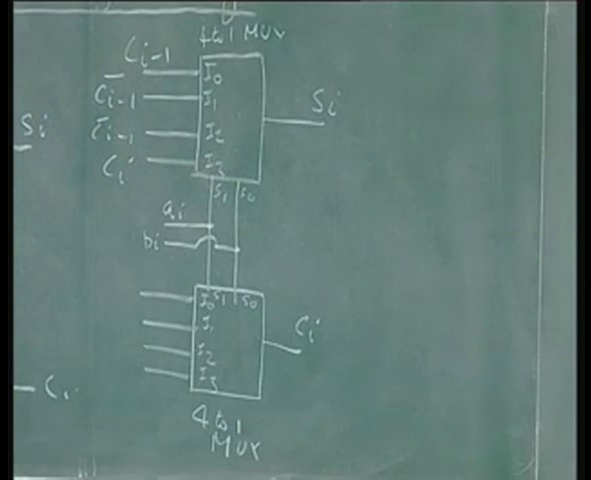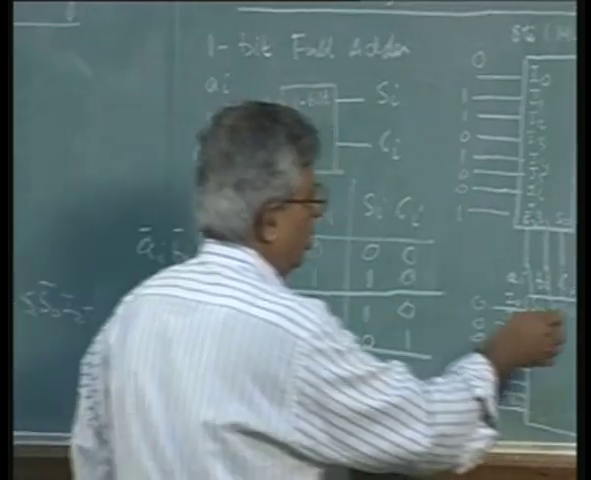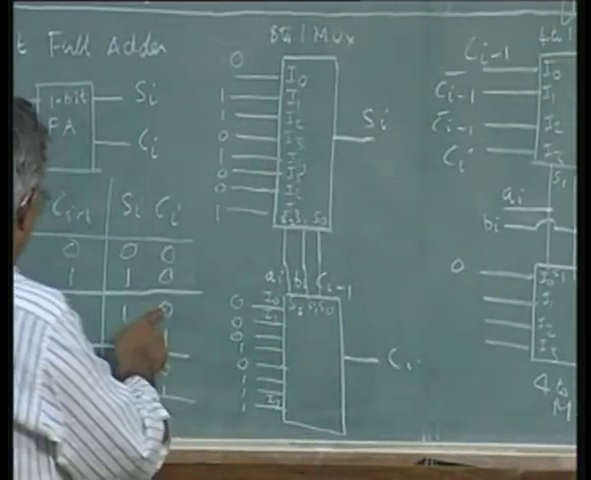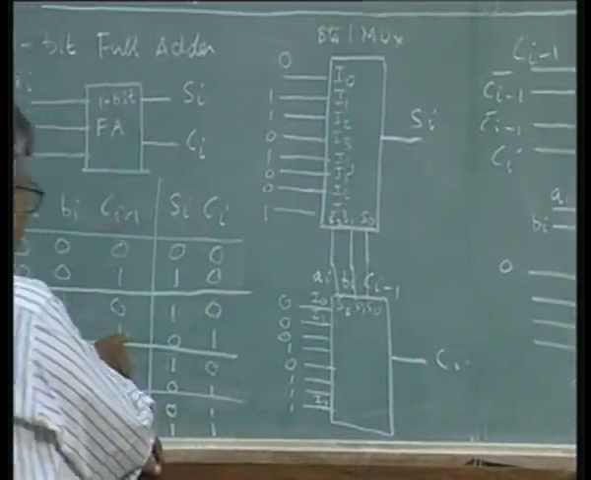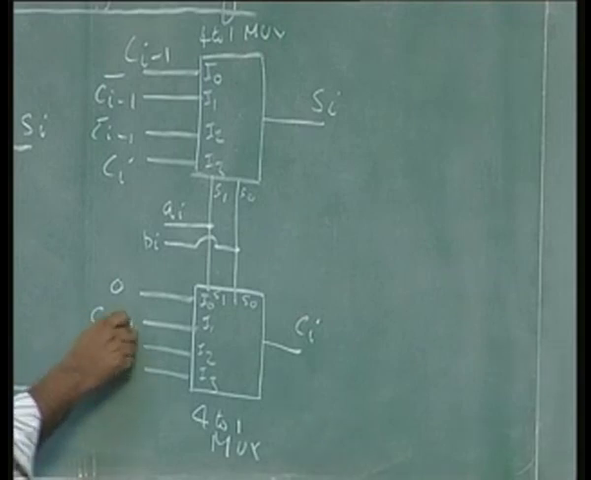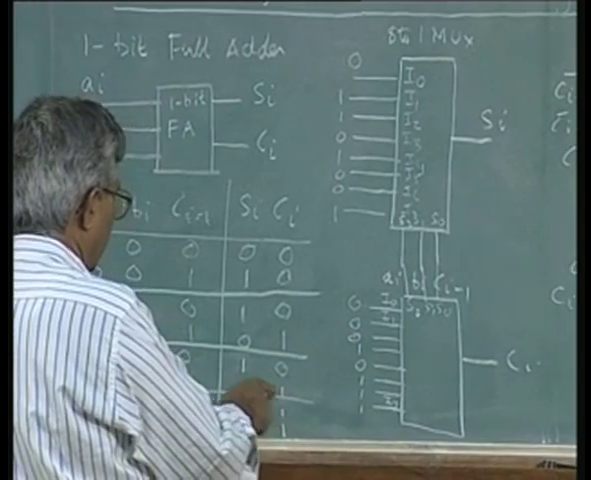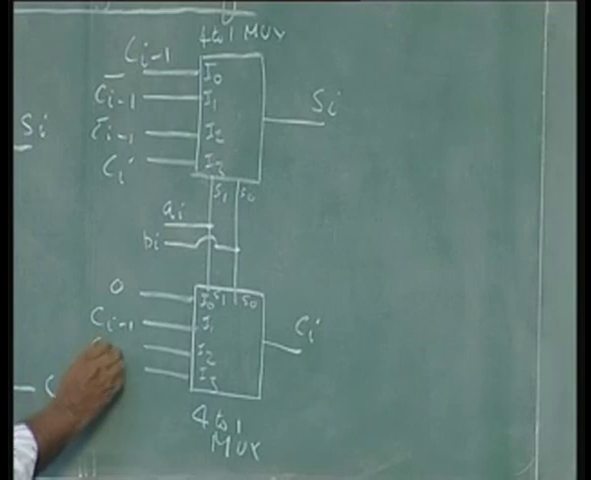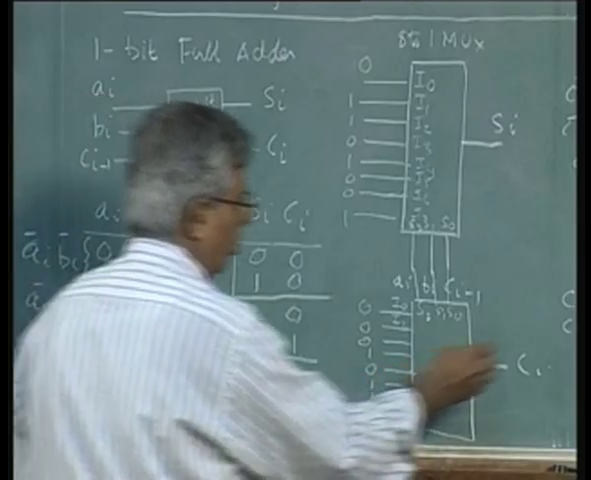I can now repeat it for this. For this case, both are 0, Ci is 0. This is 1 if Ci minus 1 is 1. This is 1 if Ci minus 1 is 1. This is 1 when both are 1.